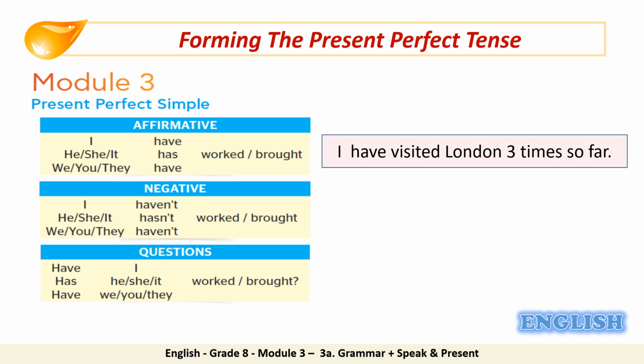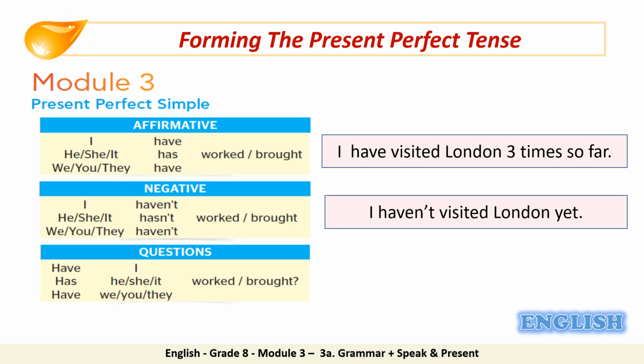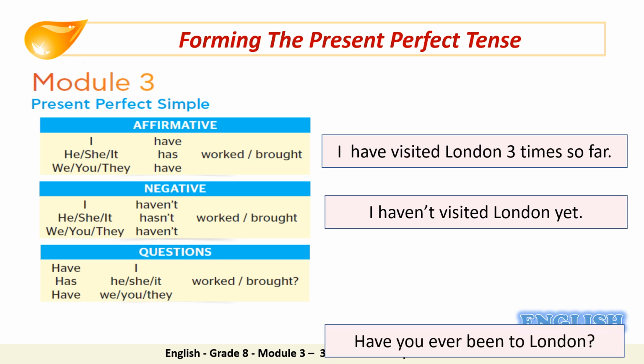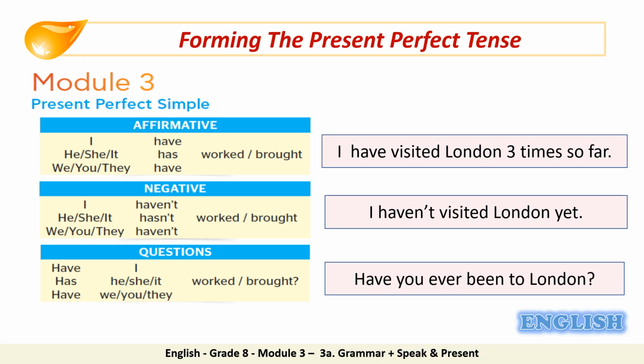When you form a negative sentence, please don't say I have. You need to say I haven't. He, she, it hasn't. We, you, they haven't plus past participle. Like if I say, I haven't visited London yet. When you form a question, you need to start with have or has. Have I, has he, she, it, have we, you, they, plus past participle. Like if I say, have you ever been to London?